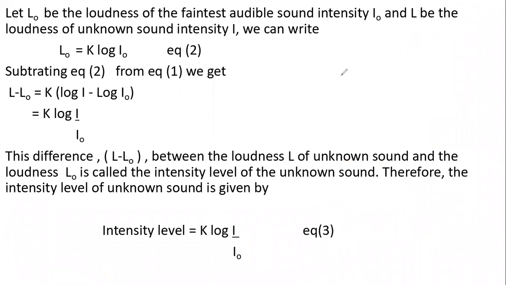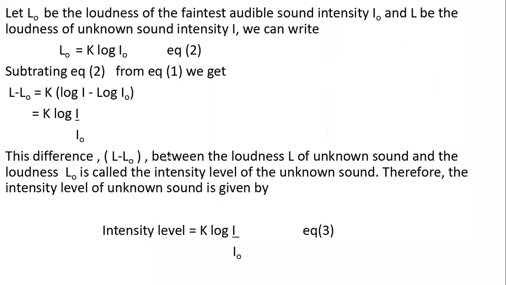Let L naught be the loudness of the faintest audible sound, and I naught be the intensity of the faintest audible sound, and L be the loudness of an unknown sound whose intensity is I. L naught is equal to K log I naught. L minus L naught is equal to K, taken common, log I minus log I naught, which is K log I divided by I naught. You will write it like this.